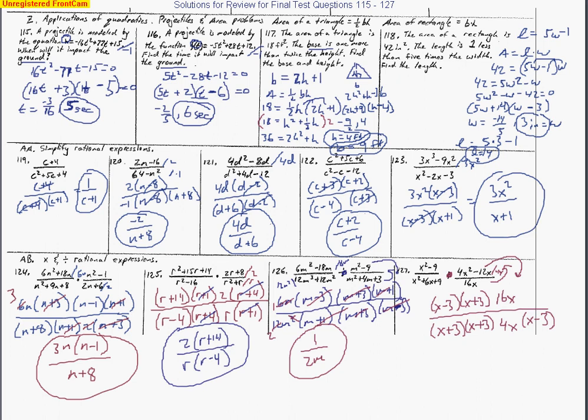So now we're ready to cancel. So we can cancel the x plus 3's, x minus 3, and then 4x goes into the 16x 4 times. So what's left over is just a 4 on top, down below the x plus 3. And that is our answer.